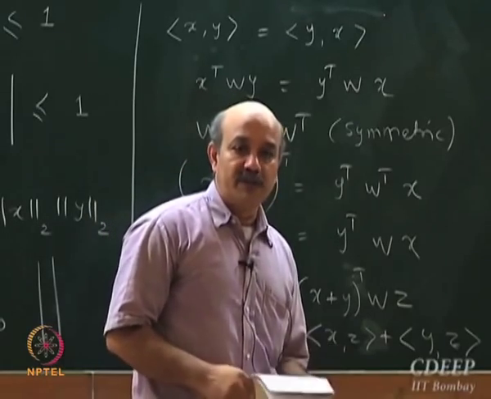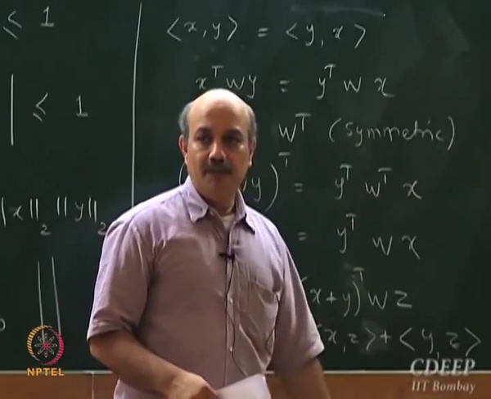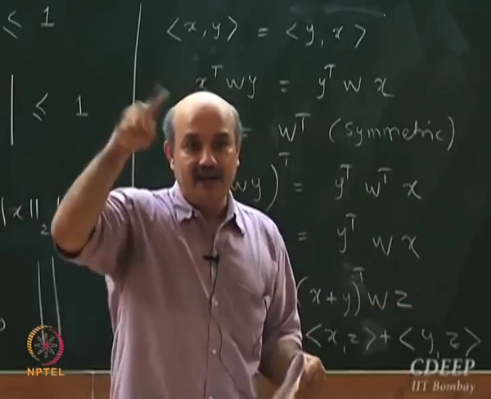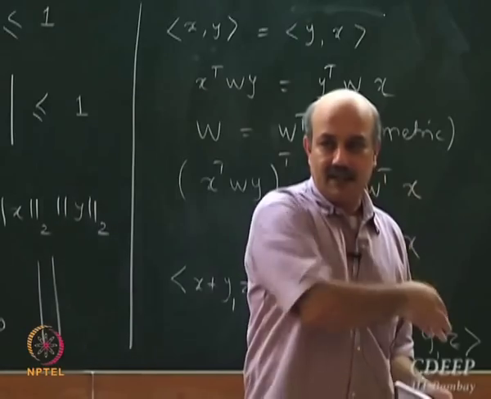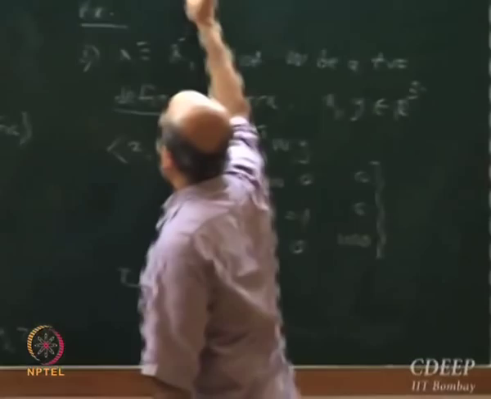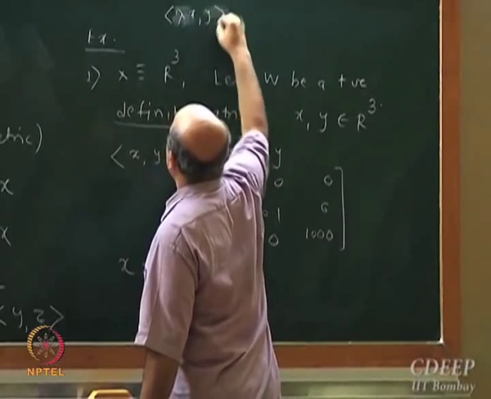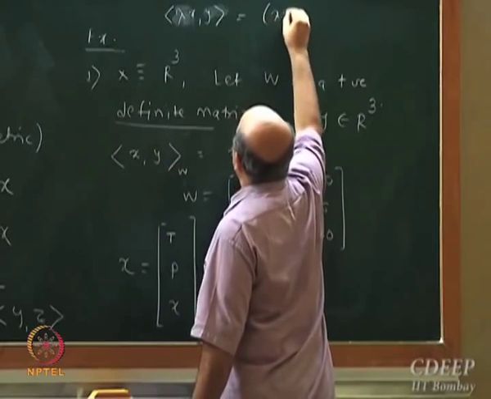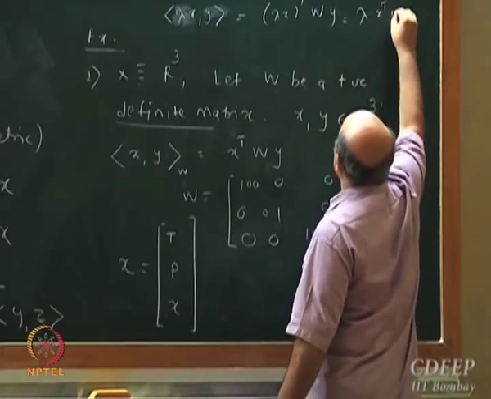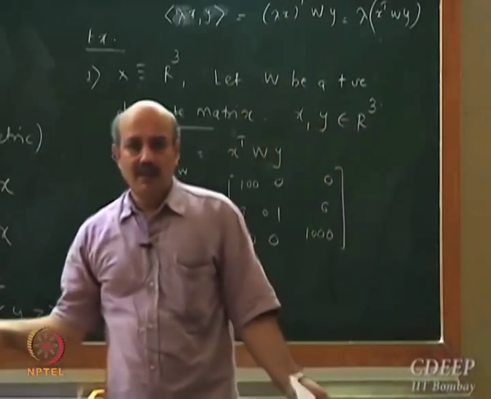If I multiply one of the vectors by a scalar, the inner product should get multiplied by it. We don't have to take the mod here, there is no bar here. We just have to take the scalar out because we are working with real numbers. So the third property is very, very obvious. That is, lambda times x, y is lambda x transpose W y. I don't have to take the complex conjugate because we are working with real numbers.